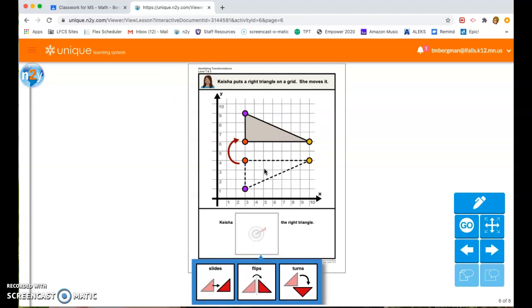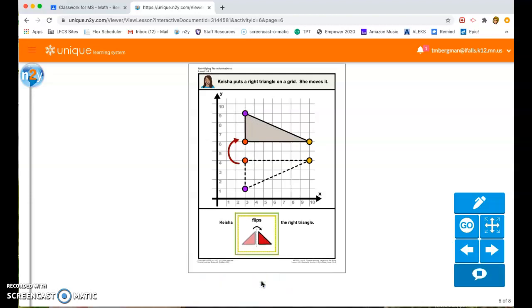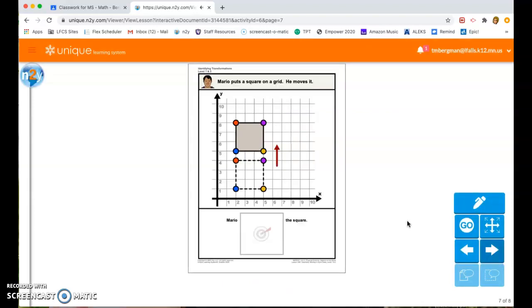She didn't slide it because the shape is different, right? The shape is still a triangle, but it doesn't look exactly the same. She didn't turn it because none of these are the same point. It moved, so it flipped. Flips. Right? How about this one?